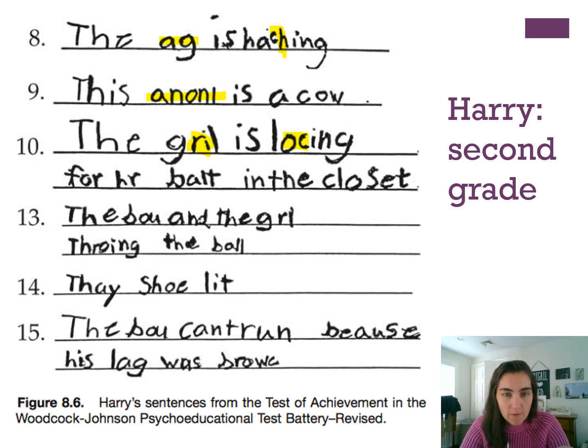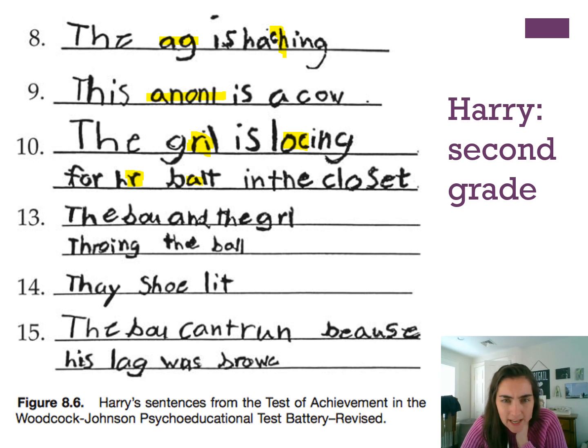Oh, the girl is looking for her belt in the closet. So we see belt, we have a vowel issue there. Her is only represented with the R. So that is orthography for the word her, phonology for the word belt. Closet. Well, hello, that looks great. That's kind of surprising.